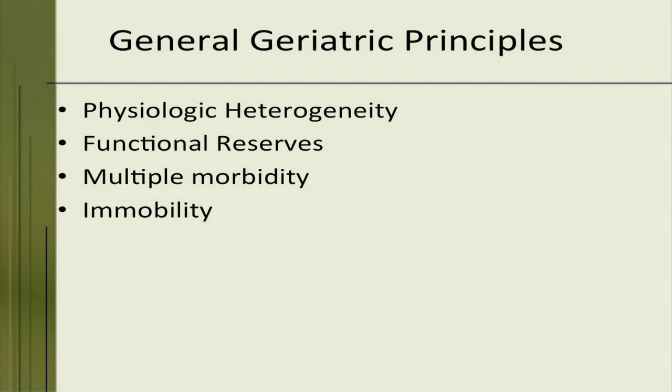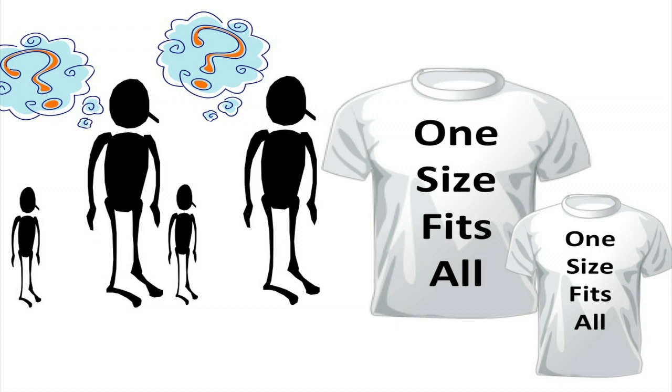I'd like to review with you four general geriatric principles before we get into our main discussion. Those principles are physiologic heterogeneity, functional reserves, multiple morbidity, and immobility. Physiological heterogeneity is a common principle in geriatric medicine. As one ages over the age of 65, the one-size-fits-all concept is no longer applicable. People are very, very different based on their chronological age.